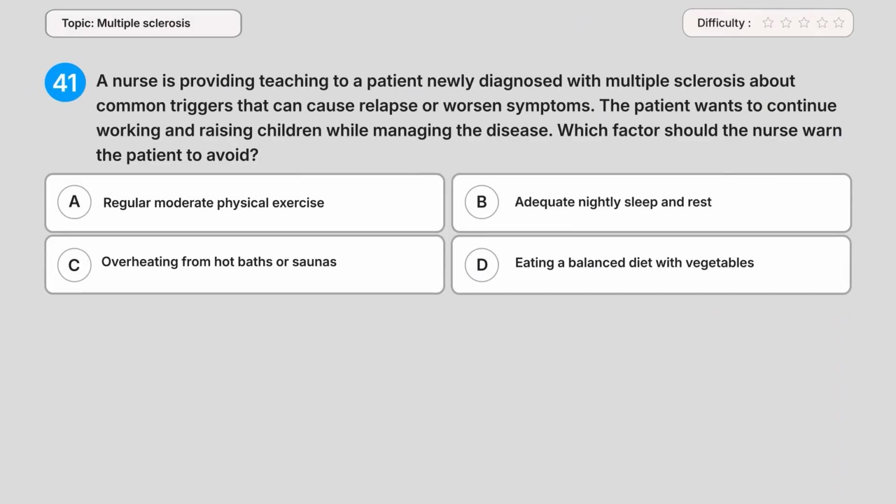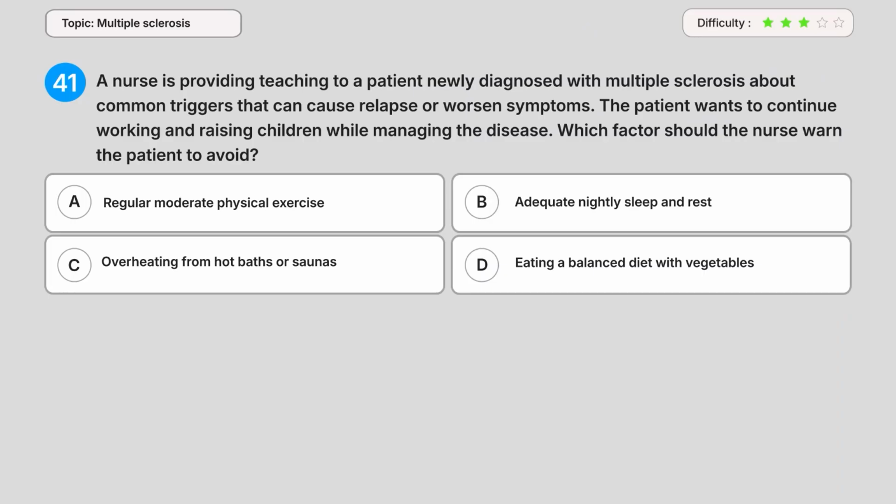Question 41. A nurse is providing teaching to a patient newly diagnosed with multiple sclerosis about common triggers that can cause relapse or worsen symptoms. The patient wants to continue working and raising children while managing the disease. Which factor should the nurse warn the patient to avoid?